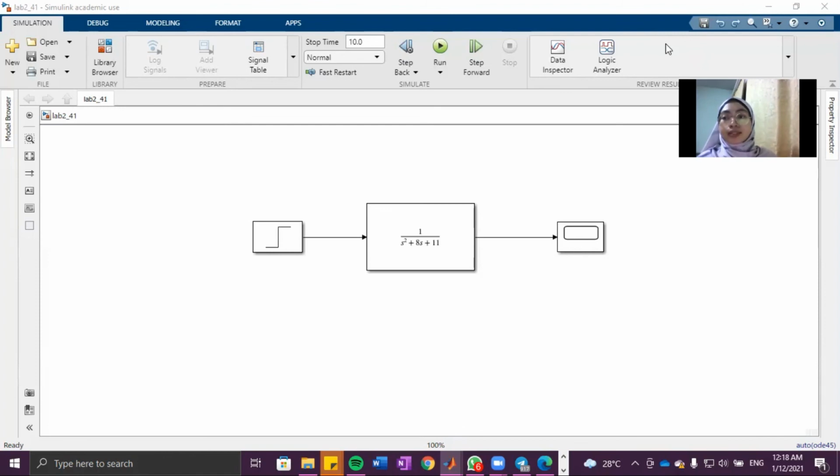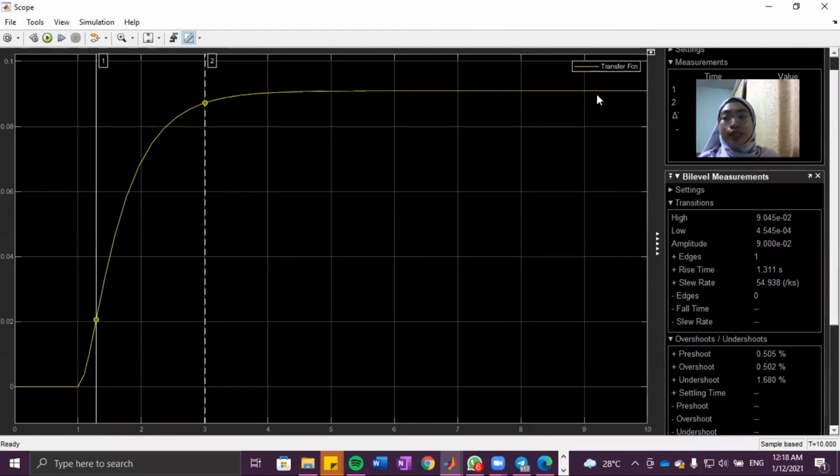So by adding the new modified transfer function, we can actually get the best result, okay? So I changed my transfer function, you can see that in the denominator, I changed it to s squared plus 8s plus 11. So after I run this program, I got this graph, which we know is the critically damped graph, okay?